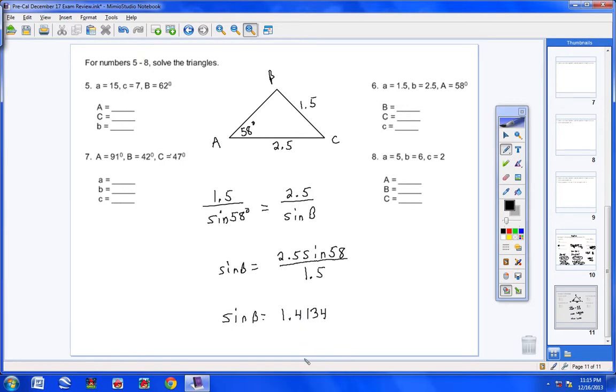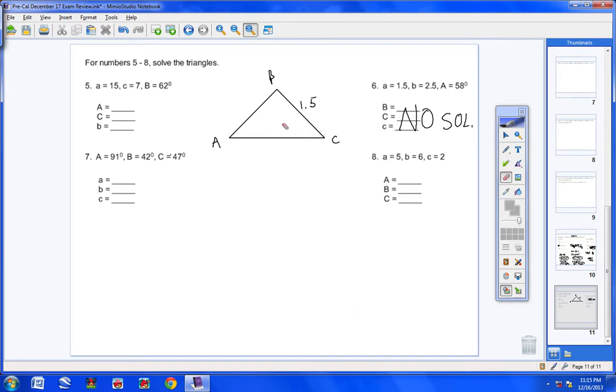And when you type that into your calculator in a second, when you hit second sine and this number, you're going to get an error or cannot be done or no solution or whatever. And so right away you know this angle B does not exist. And so this is going to be one of those side angle problems that has no solution. So there is no solution to that problem, okay? All right, let's continue on and take a look at number 7.